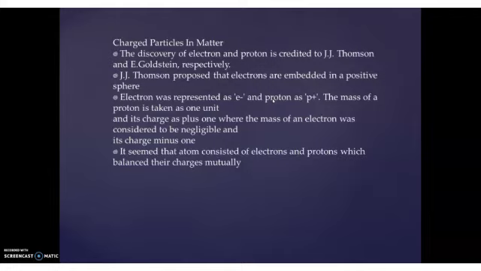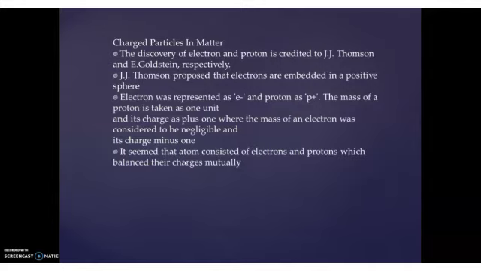J.J. Thomson proposed that the electrons are embedded in a positive sphere, and electrons were represented by the letter e minus and protons were represented by the letter p plus. So, from this, it's clear that electrons have negative charge, protons have positive charge. The mass of a proton is taken as 1 unit, and mass of electrons is considered negligible because it is almost near to minus 1, so it is considered negligible.